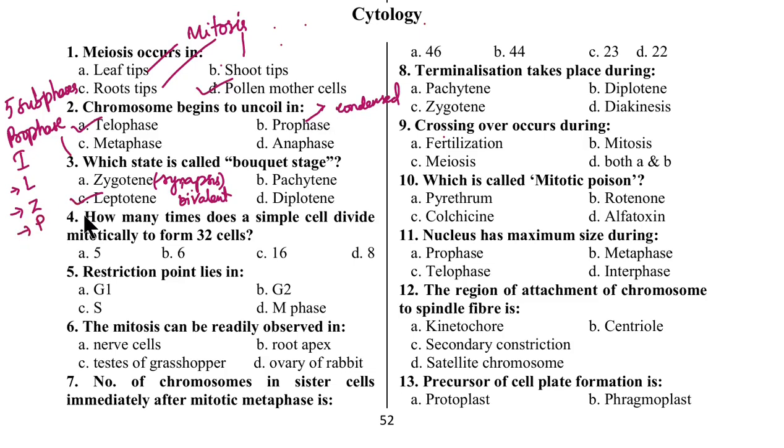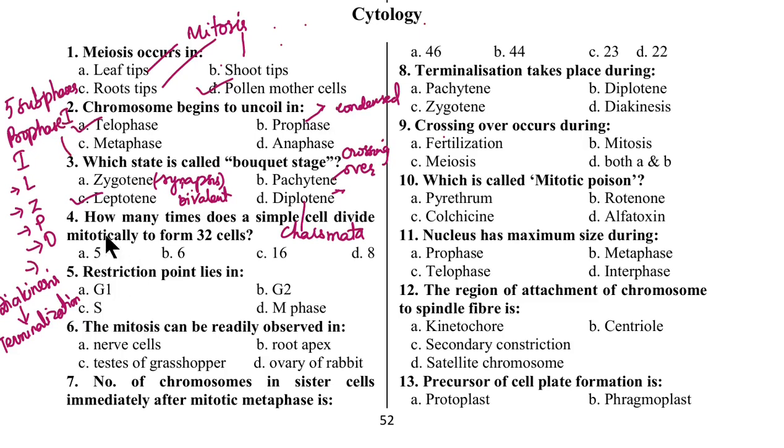And the third is pachytene, where crossing over takes place, exchange of genetic material takes place. And next is diplotene, the phase where chiasmata formation takes place. And the last one is diakinesis, where terminalization occurs. So these are the 5 phases of prophase I.